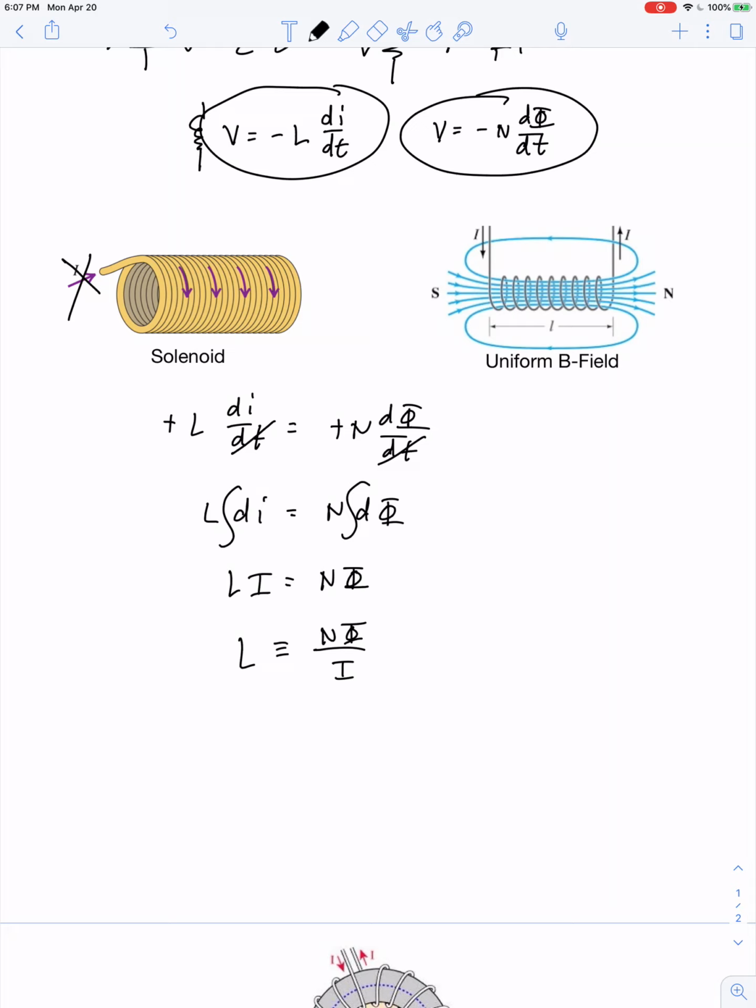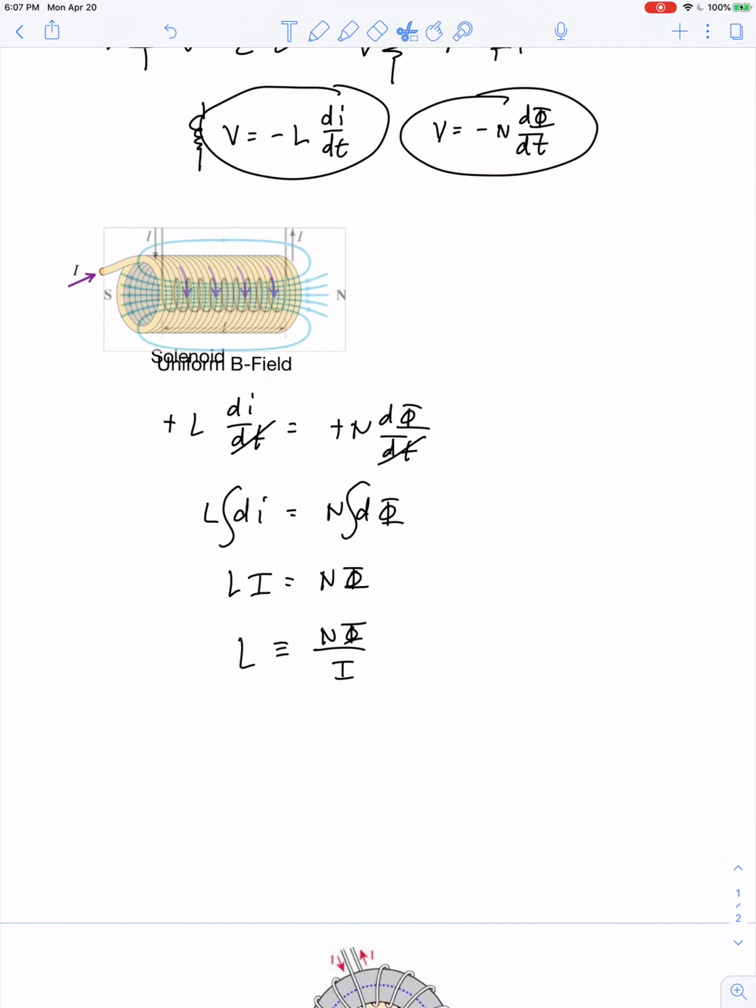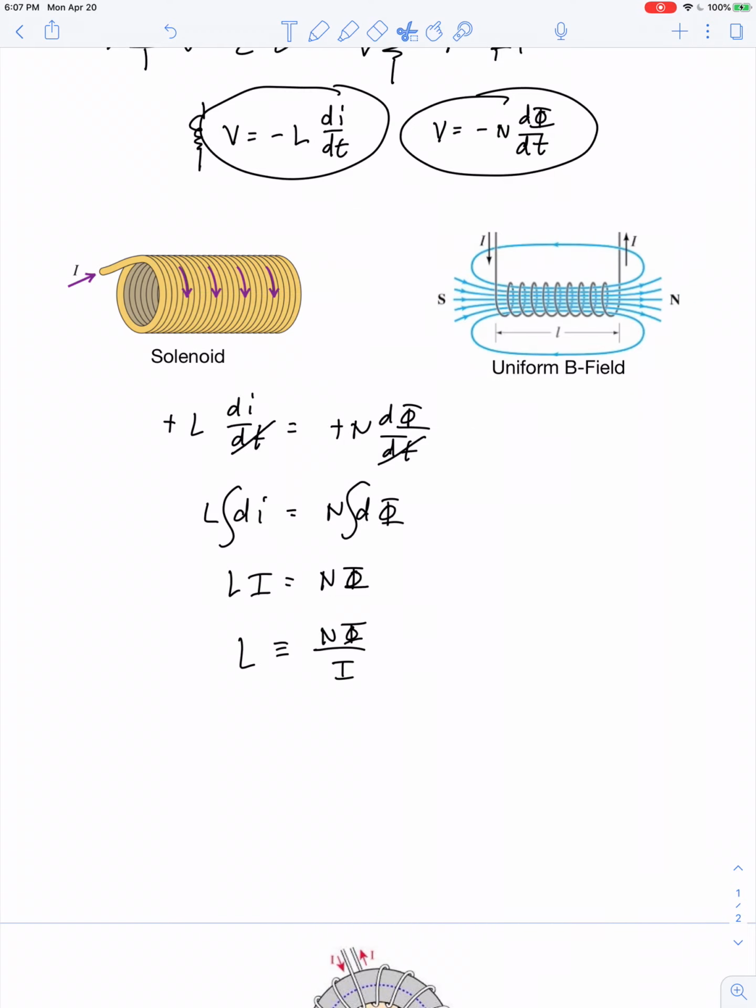But if current does flow through the solenoid, then there's a nearly uniform magnetic field passing through the solenoid. The stronger the current, the stronger the magnetic field. In fact, there's a direct relationship. As the current in the solenoid increases, then the flux, the self-induced flux of the solenoid, also increases. And it increases with a direct proportionality, and that proportionality has to do with the inductance.